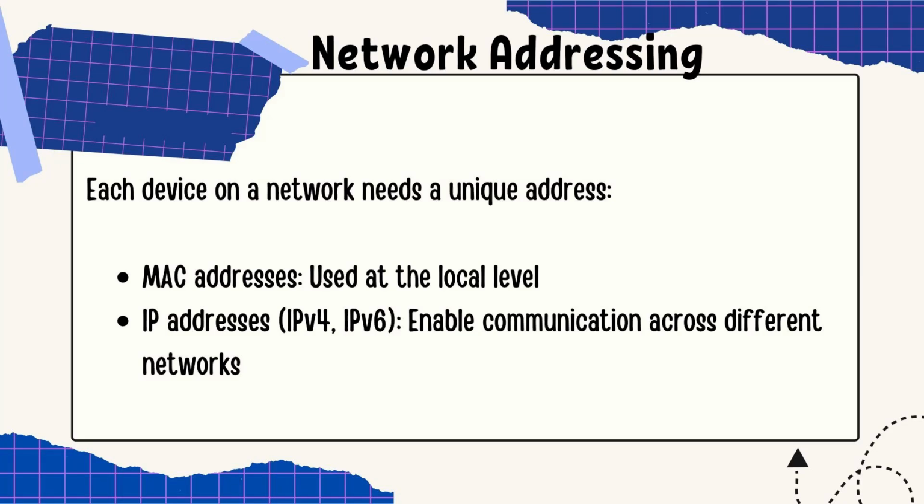For devices to communicate on a network, they need unique addresses. MAC addresses are hardware addresses assigned to network interfaces, while IP addresses are logical addresses used to route data across networks. We're currently transitioning from IPv4 to IPv6 due to the shortage of available IPv4 addresses.